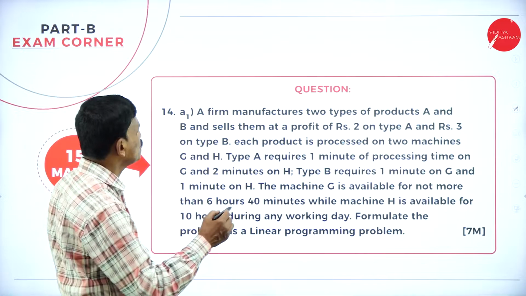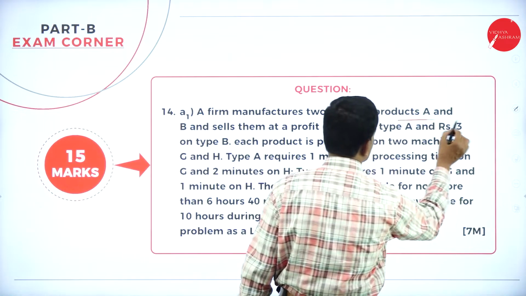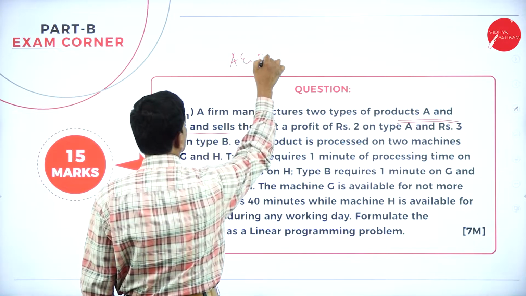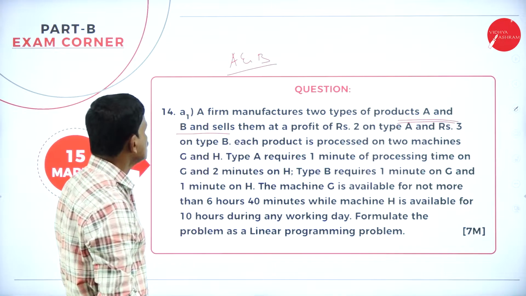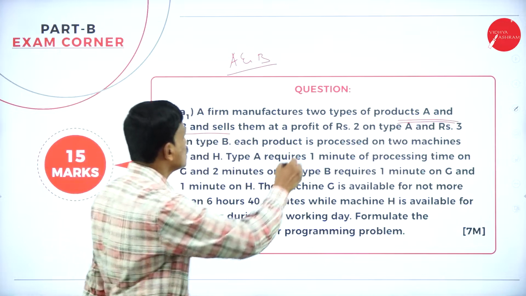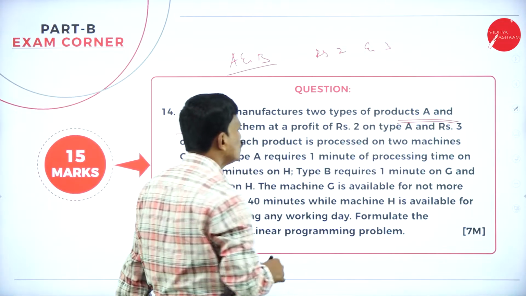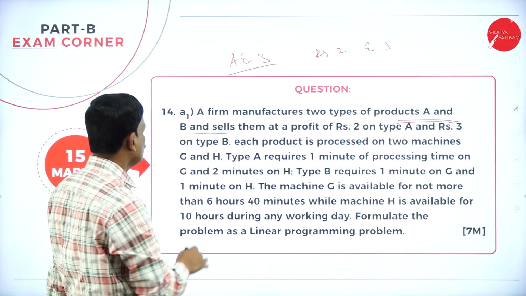A firm manufactures two types of products. Observe carefully: there are two types of products, A and B. It sells them at a profit of rupees 2 on type A and rupees 3 on type B.